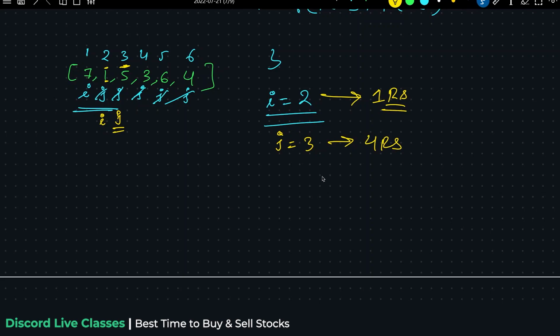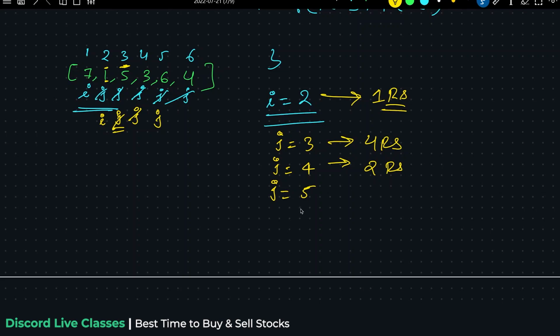4 rupees. On j equals 4, I will do j plus plus. How much profit will I get? 2 rupees. Then again I will do j plus plus, then j is equal to 5.